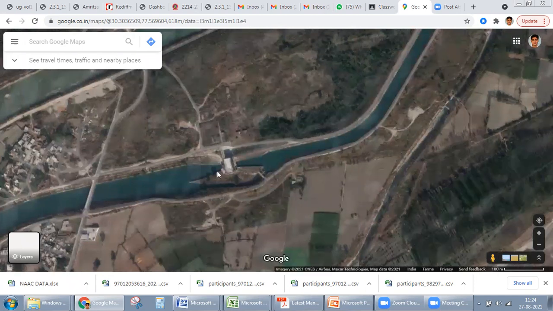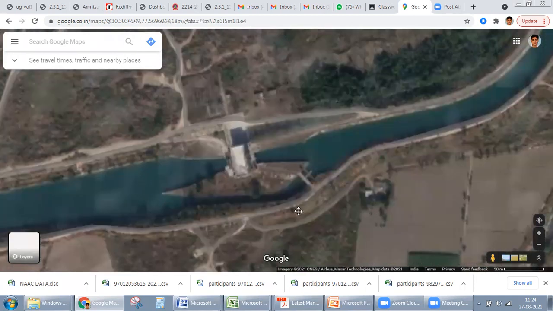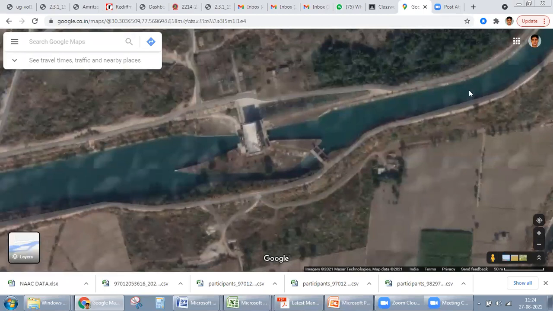See now, this is the enlarged view. I have just zoomed it in. So the water in the power canal is coming, and it finds its way somewhere here into the power canal. After running the turbines, it is discharged to the downstream side.